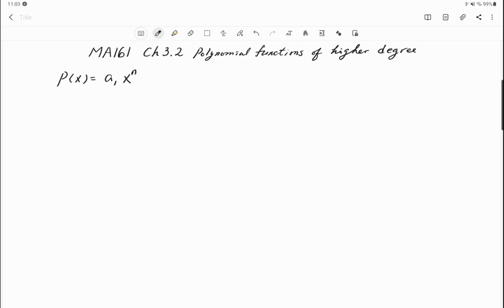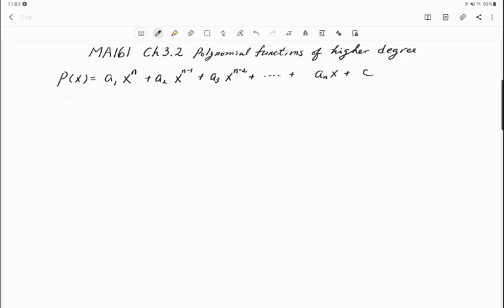So n is the degree of the input variable x, plus another term, let's say with x to the n minus 1, and a3 times x to the n minus 2, and so on, going all the way up to a term with variable x plus some constant. Right? Something like this.